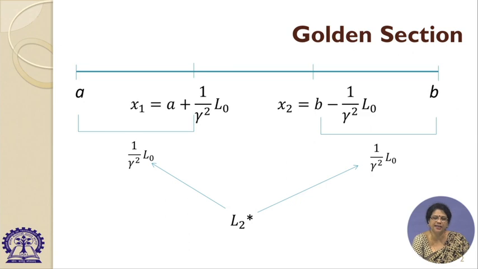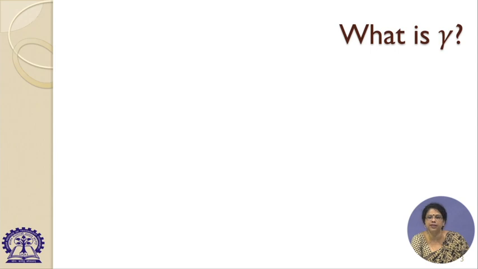But here the question arises, what is the value for gamma? How really will gamma be calculated? That is a beautiful thing in the golden section method. This is called the golden ratio. Gamma is the golden ratio, and that is a very nice property it has. Let me tell you the property of gamma first.